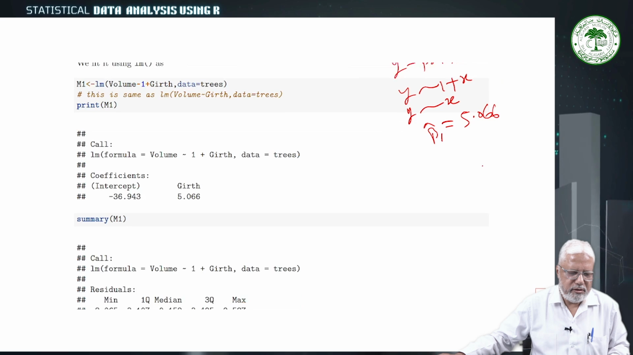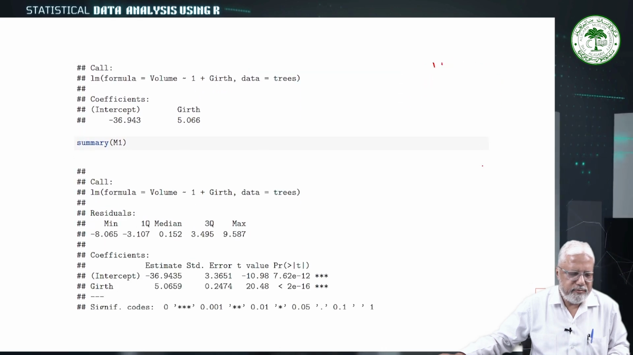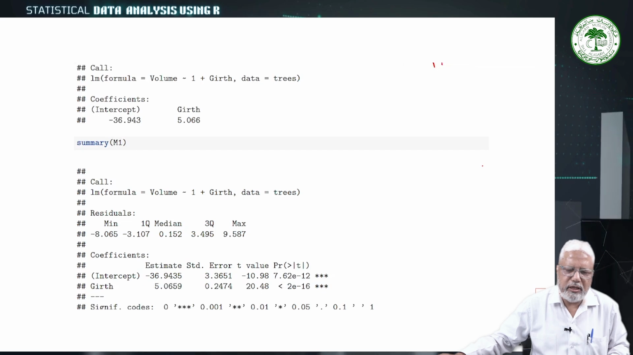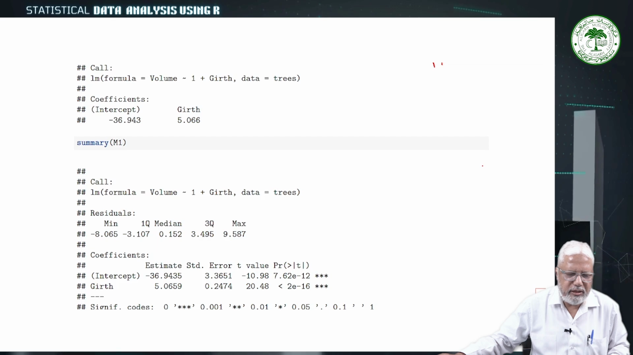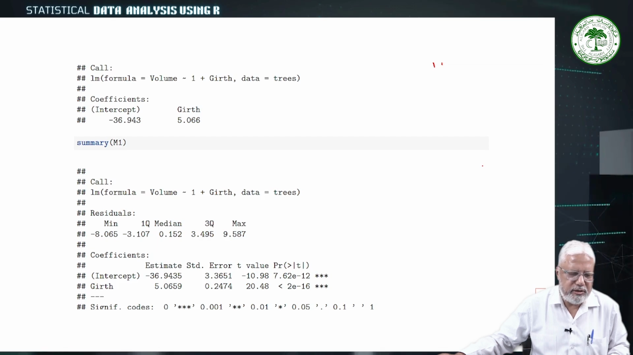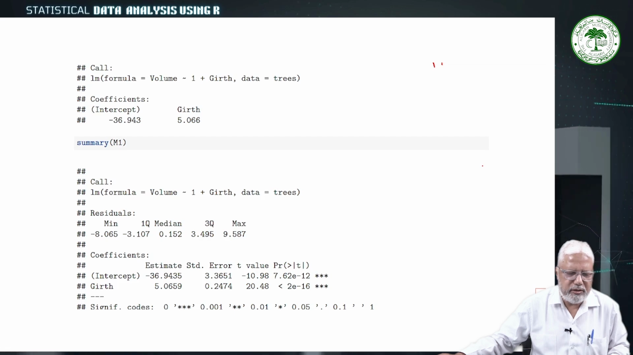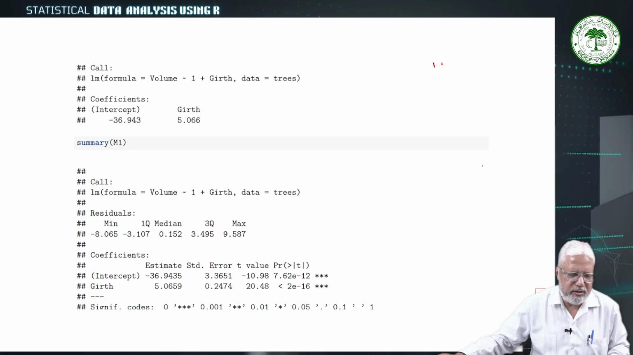And here these are the residuals, these are E hats. Minimum residual is minus 8.6 and maximum is 9.58, and first quartile of residual is minus 3.1 and median is 0.152 and third quartile is 3 point something.